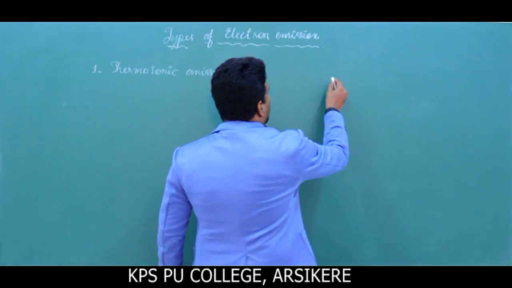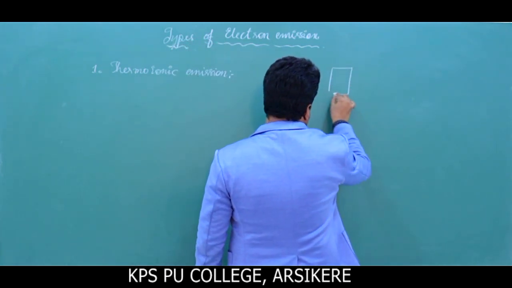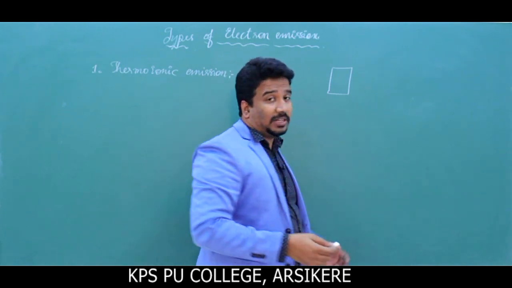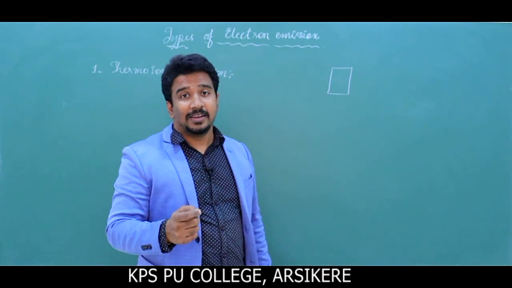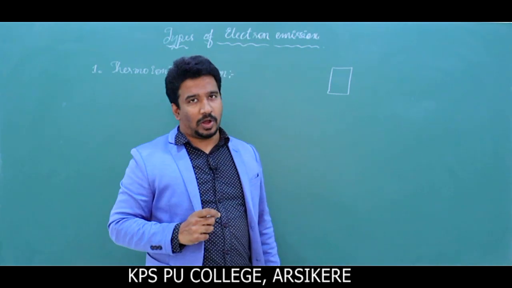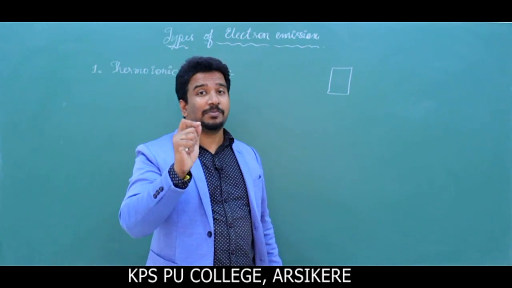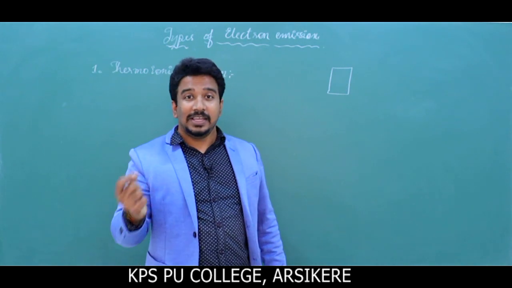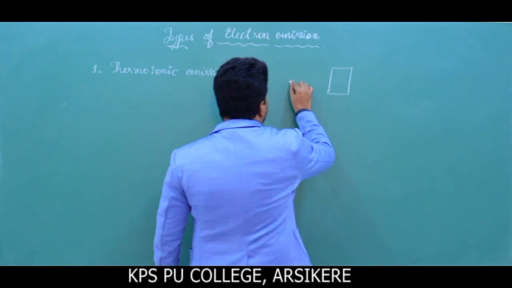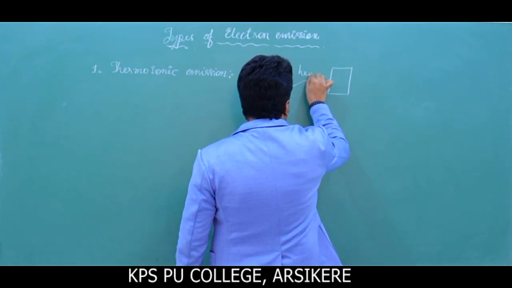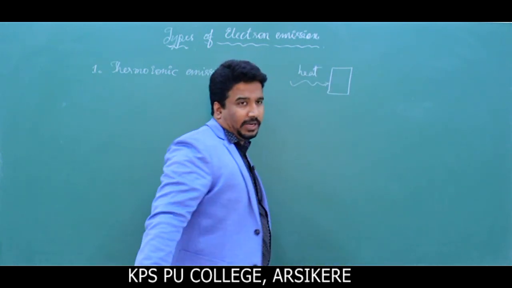Look here. Let me take this as the metal surface. Now the metal has free electrons and they are freely moving inside the volume of the metal, but they cannot escape out of the surface on their own. They need external energy. So in this case we are going to give heat energy.